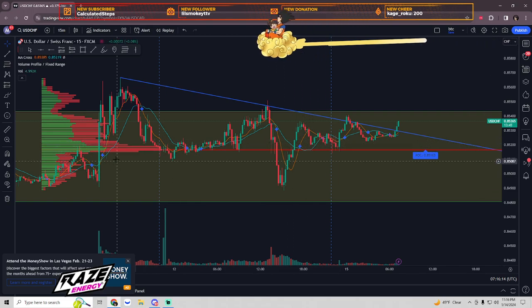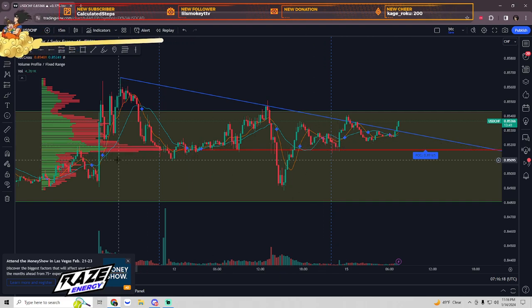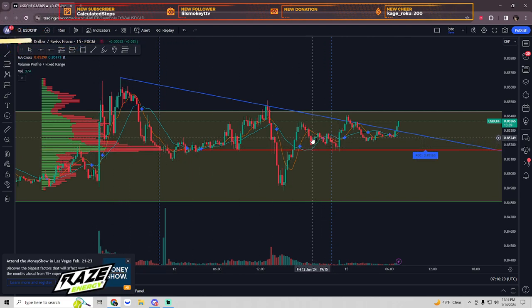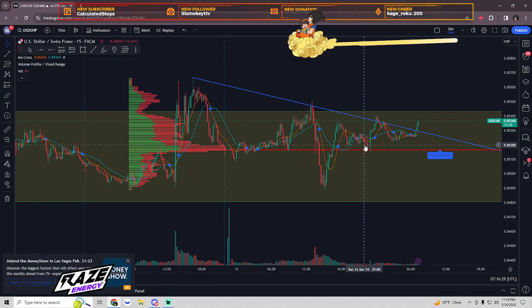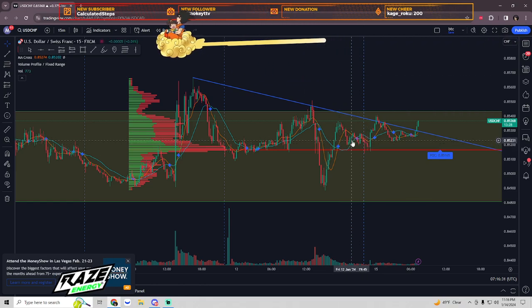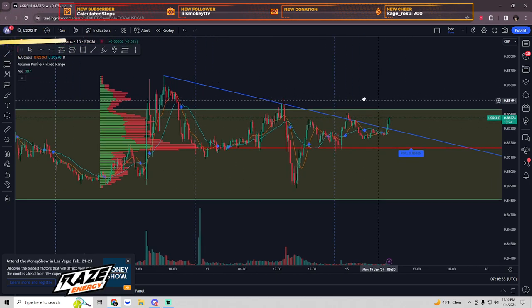I didn't want to see this close under it because that means the selling is too much. This means the selling was just enough to get it above. That's where I entered. This is where I got into the trade. I got in here, and I wanted to close above this trend line that I drew, which is actually doing it right now.